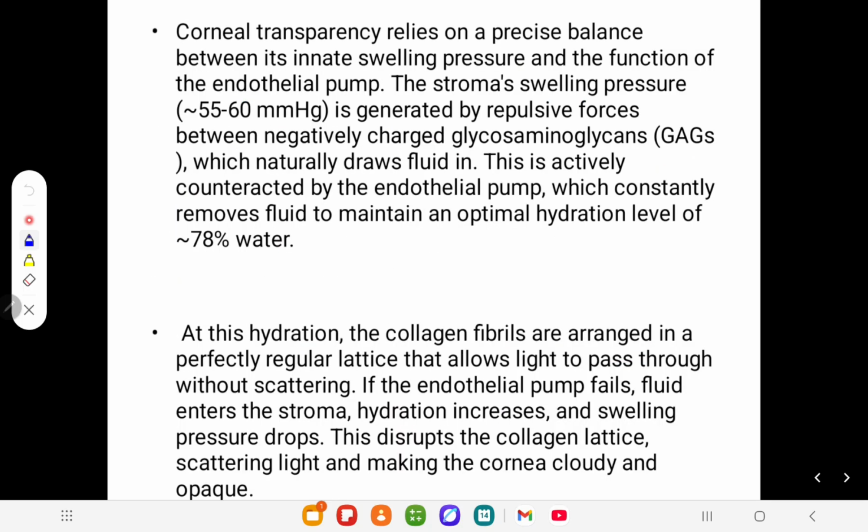So what it means is corneal transparency relies on the precise balance between its innate swelling pressure and the functional endothelial pump. Basically, swelling pressure helps for swelling, and at the same time, the endothelium pump helps to remove the water, isn't it? So stromal swelling pressure is approximately 55 to 60. It's an MCQ question, just remember this. It's generated by the repulsive force between the negatively charged glycosaminoglycans, which naturally draws the fluid. So glycosaminoglycans, which are negatively charged, repel each other, and that repelling force creates the swelling pressure.